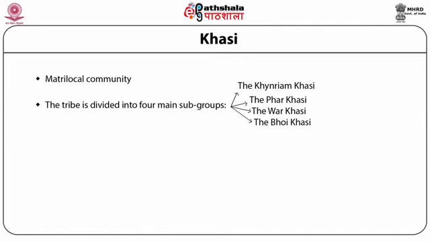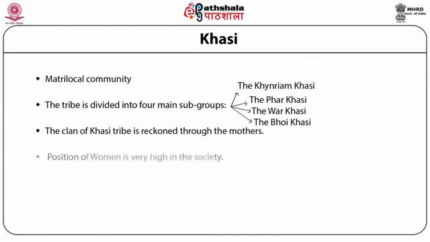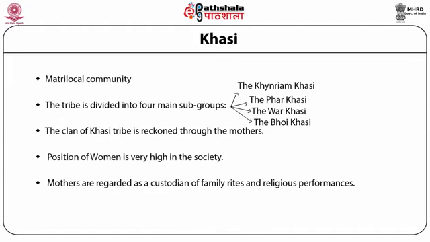The Khasi are monogamous. The clan of the Khasi tribe is reckoned through the mother's line. The position of women is very high in the society. Mothers are regarded as custodians of family rights and religious performances. Choosing a mate from one's own clan is regarded as a great sin. Young men and women are permitted considerable freedom in the choice of mates and in premarital sexual relations. They are permitted to marry the children of a maternal uncle or the children of the father's own sisters.